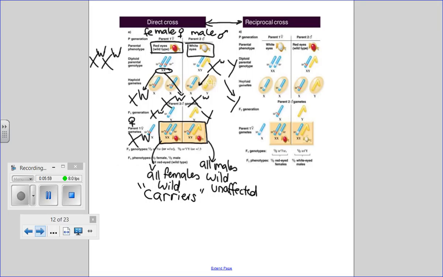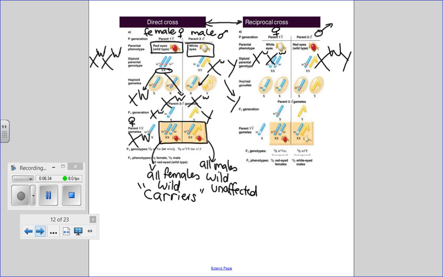In the second cross, we're going to do the opposite thing. Parent 1 and parent 2 are here. The female parent this time has 2 copies of the small w, so she has 2 copies of the white allele. So she has white eyes. The male has normal red wild-type eyes. So his genotype is that he has the normal allele on his X chromosome, and then he doesn't have another one.